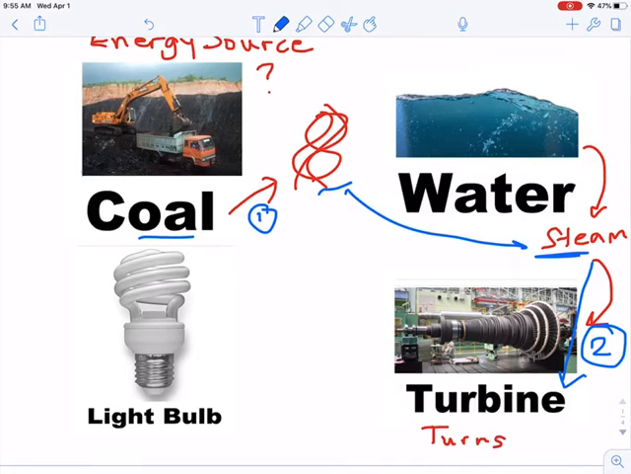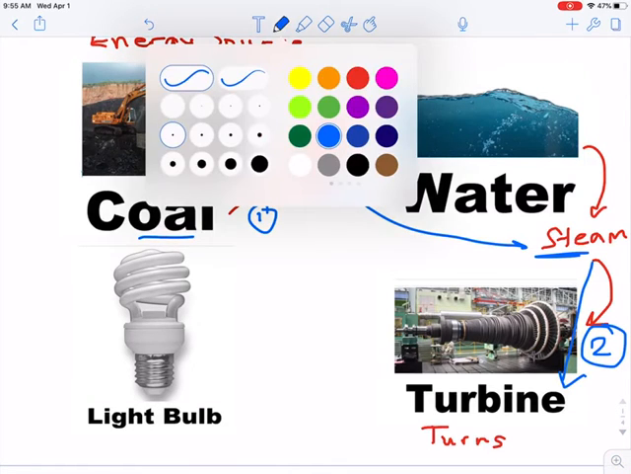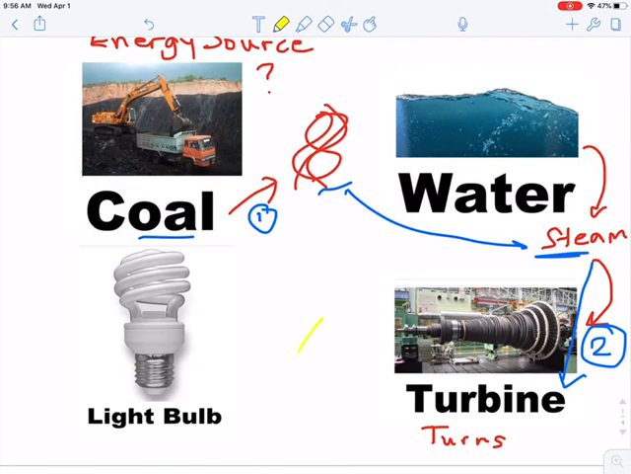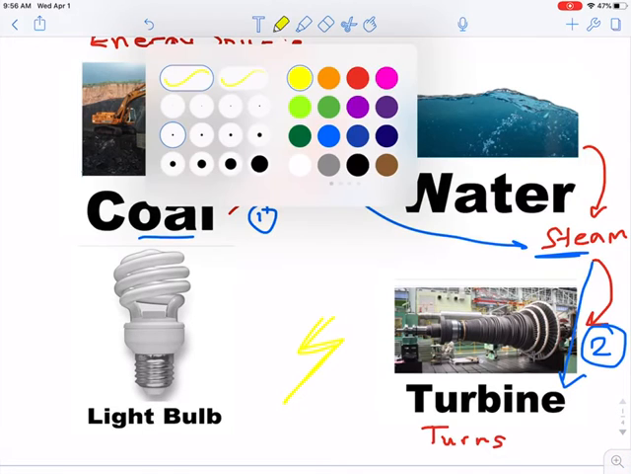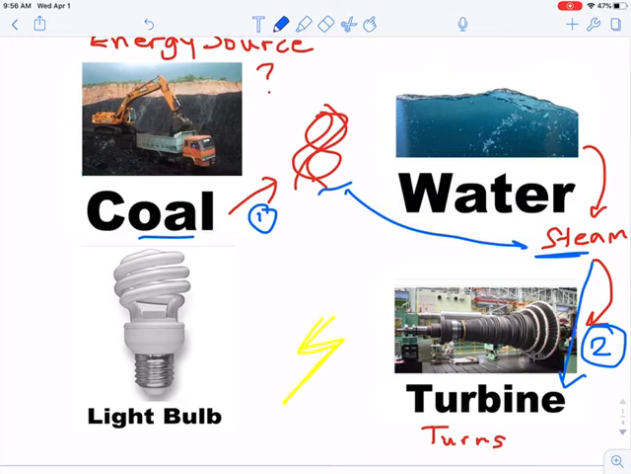That turbine turning will actually generate the electricity. So I will let you know right here, actually, I'll do it in yellow because that's fun, and I'll draw lightning bolts. That's the electricity that is generated here. So we go from this energy form to this one, which is supposed to be our big final one. So we have 3 energy transformations.